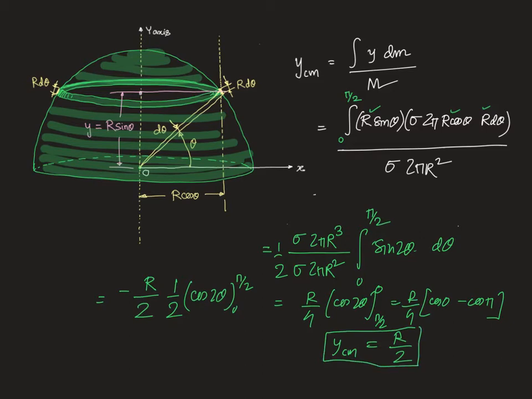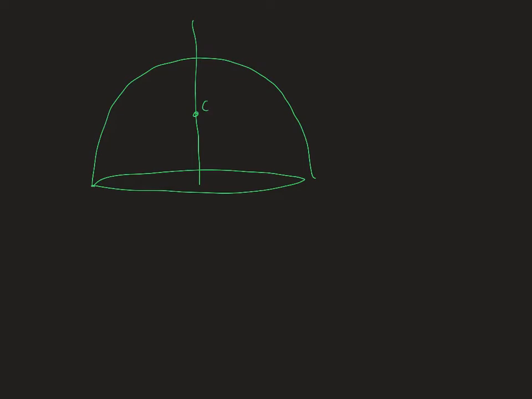That is the center of mass for the hemispherical shell like this. Center of mass is located here. From the base, the height is half of the radius.